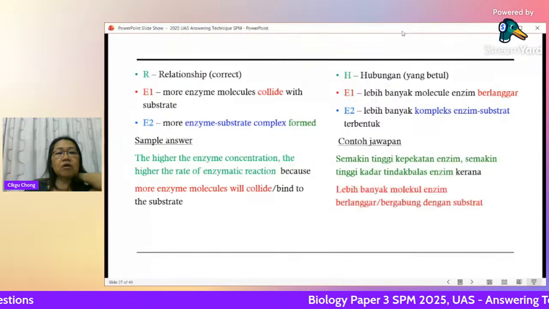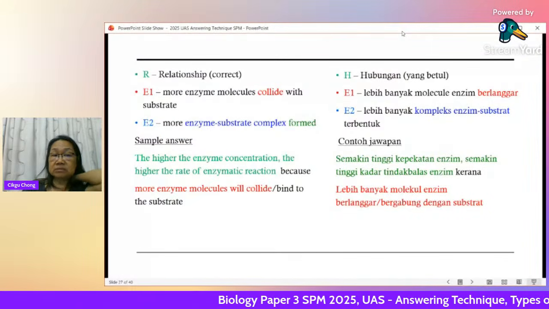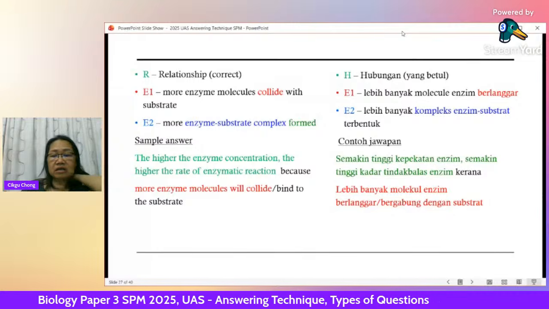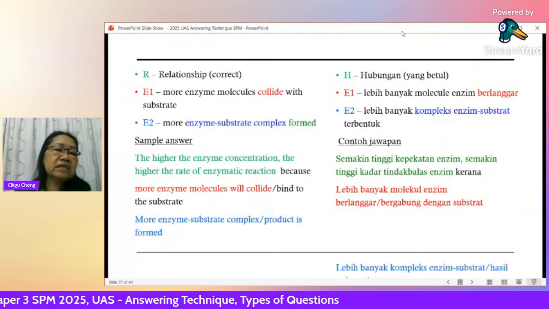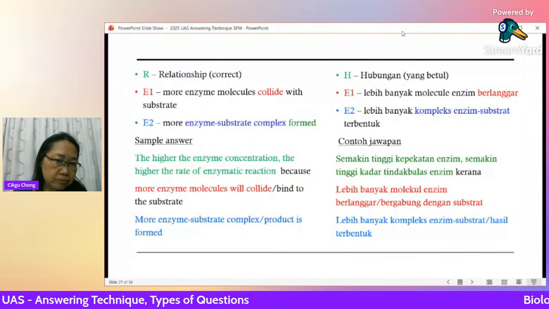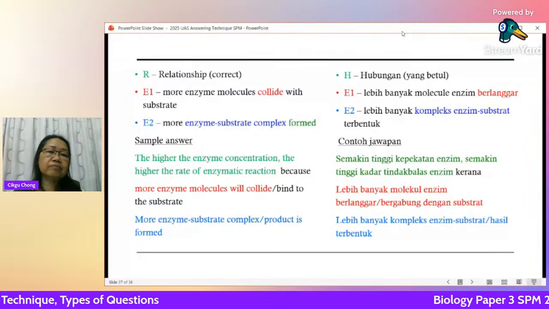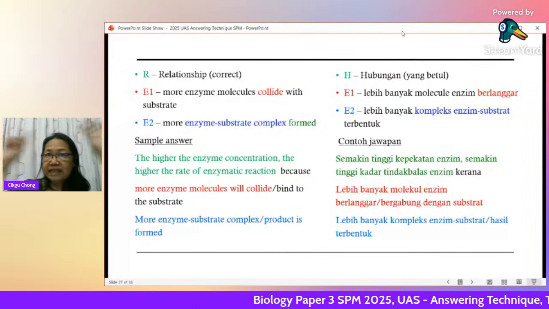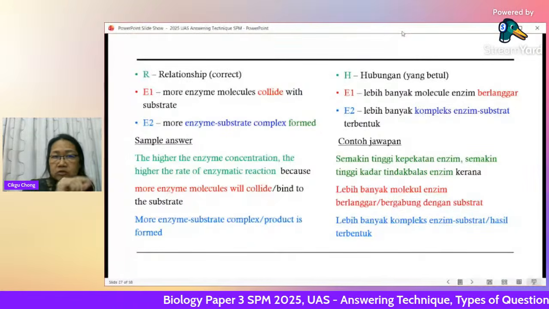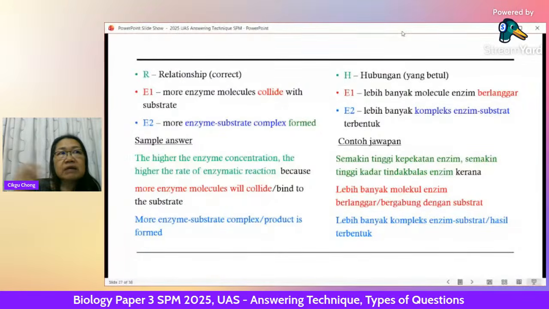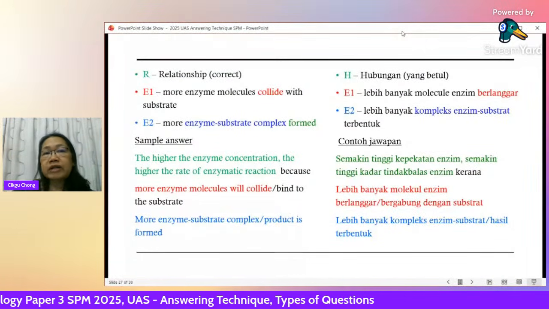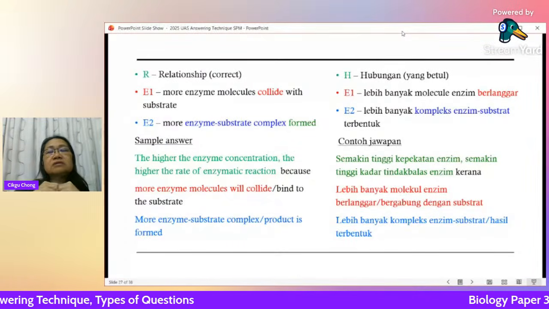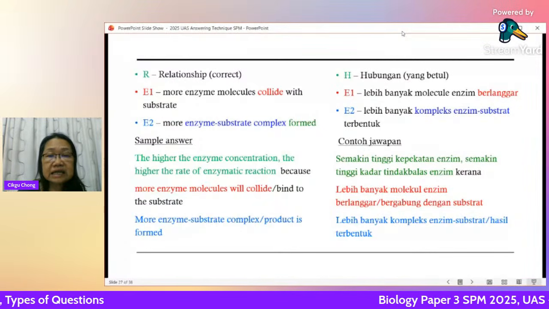More enzyme molecules will collide with substrate. There will be more, they can bind to the substrate. Therefore, more enzyme substrate complex can be produced or is formed. Understand or not? You must state the relationship first, 1 mark. Then you say why. Because you have more enzyme, you can collide more. Then when you collide more, you can form more enzyme substrate complex. So you get more product, faster, right?